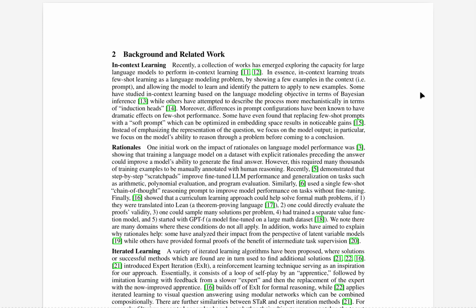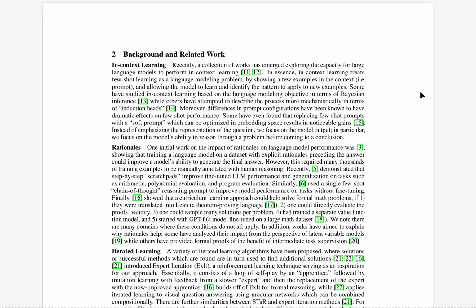2. Background and related work. In-context learning. Recently, a collection of works has emerged exploring the capacity of large language models to perform in-context learning. In essence, in-context learning treats few-shot learning as a language modeling problem, by showing a few examples in the context, i.e. the prompt, and allowing the model to learn and identify the pattern to apply to new examples. Some have studied in-context learning based on the language modeling objective in terms of Bayesian inference, while others have attempted to describe the process more mechanistically in terms of induction heads.